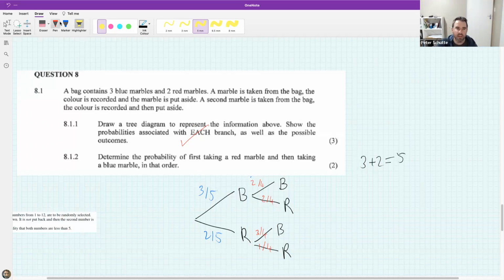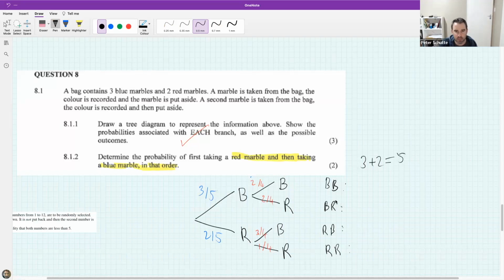So I've drawn the tree diagram for you. Sometimes if they say they want the explicit outcomes, you can show that there are 4 specific outcomes, but that's generally assumed on the drawing. What I want to know now is determine the probability of first taking a red marble and then taking a blue marble in that order.